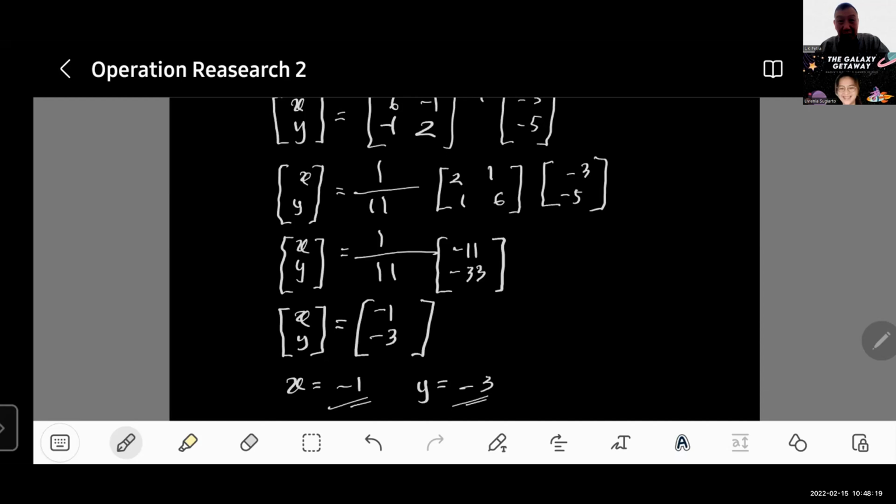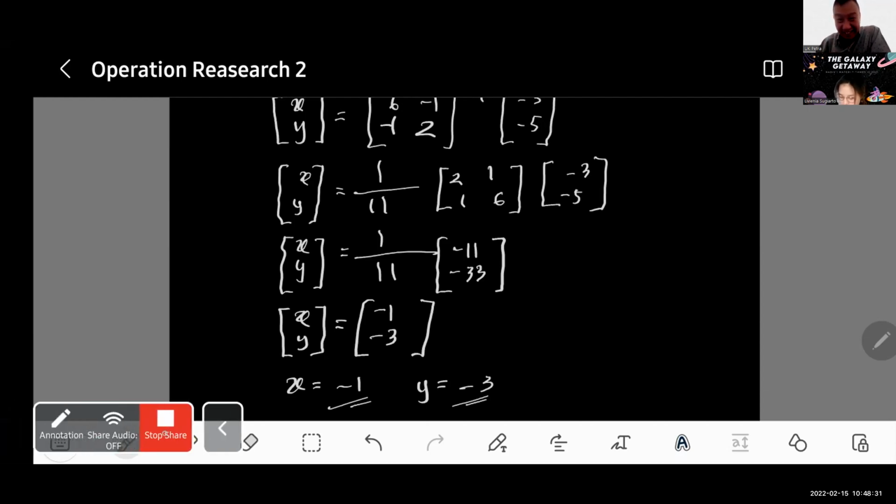Anyway, when you solve it, usually you use a computer anyway, right? But you're very excellent, that you can solve this using matrix. I'm quite amazed. Super.